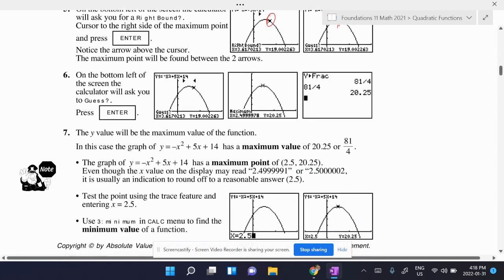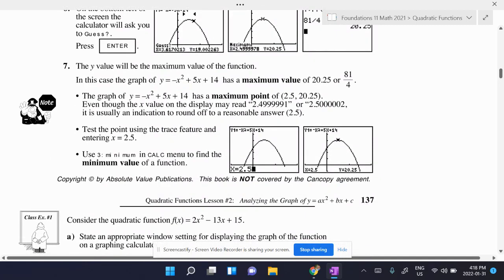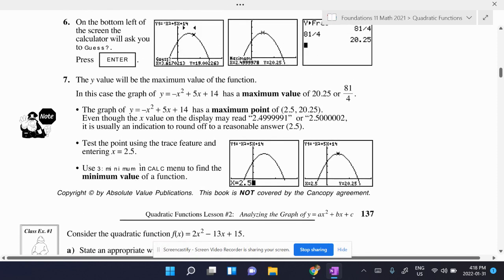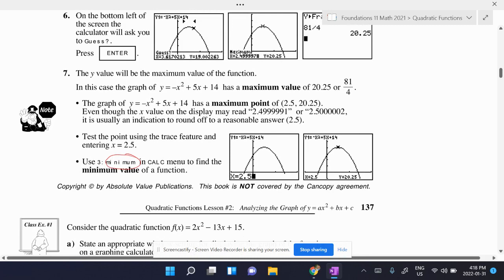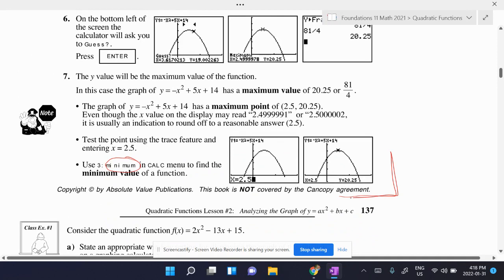Just follow those steps, 1, 2, 3, 4, 5, 6, 7. And the same for a minimum point. You just use minimum instead of maximum. Do not go beyond this point without trying this on your calculator. Stop now and do it.